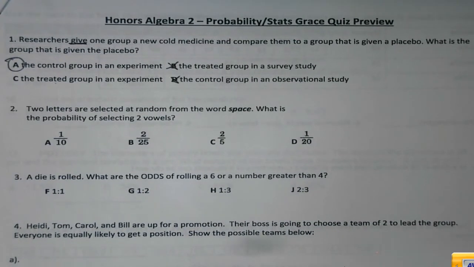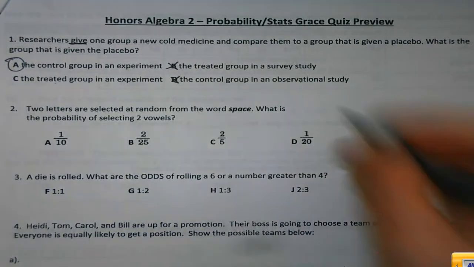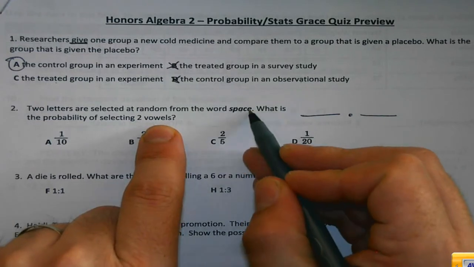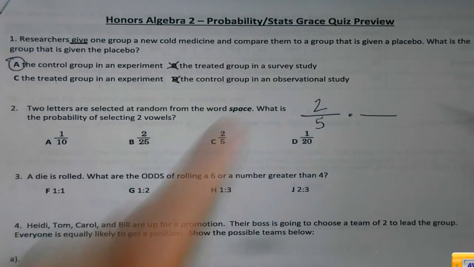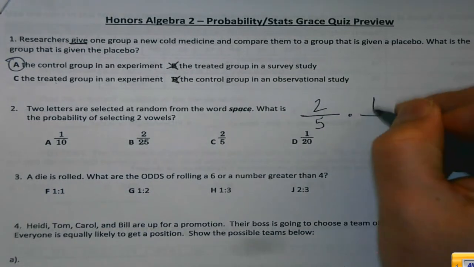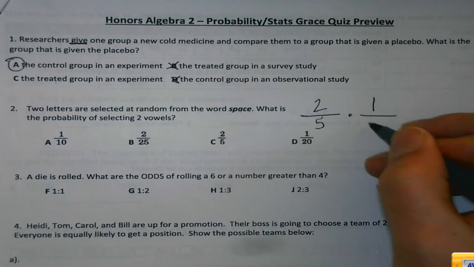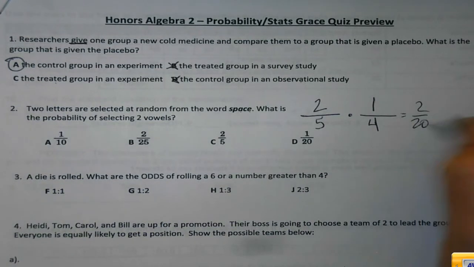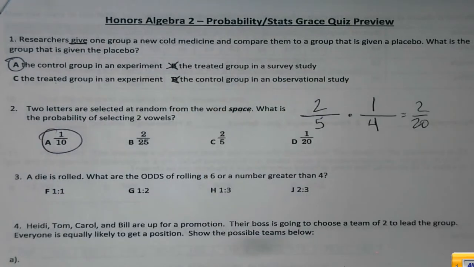Again, take your time. Two letters are selected at random from the word space. What's the probability of selecting two vowels? Two vowels means there's two events. Two probabilities to calculate. First time, success, which would be a vowel: 2 of those out of 5 total letters. But then once I take one out, let's say I grab the A out of a hat and I'm holding it now, how many vowels are left? 1 out of how many letters total? 4. Okay, that's why we've got to do them separately. We can't just do it as one and call it 2 out of 5. Multiply those across. 2 over 20 reduces to 1 out of 10.